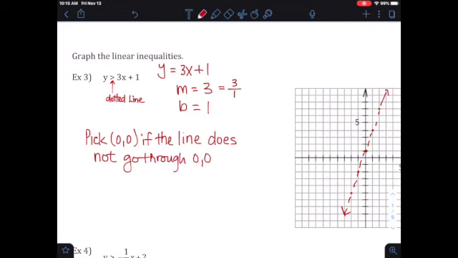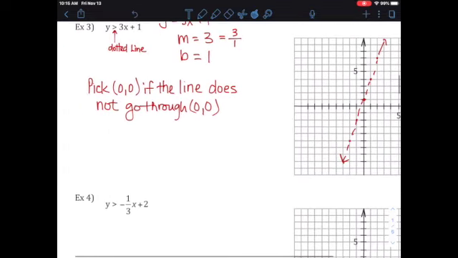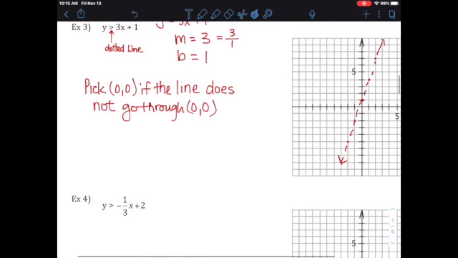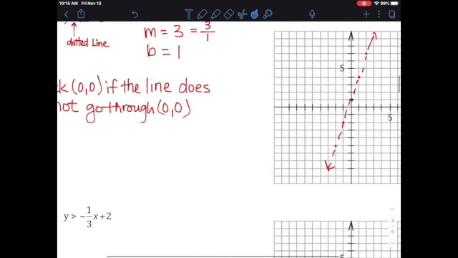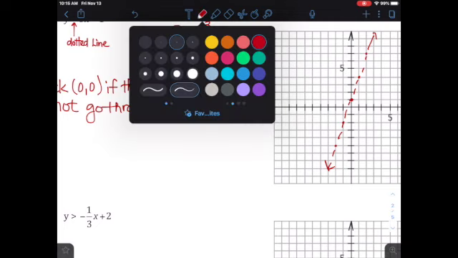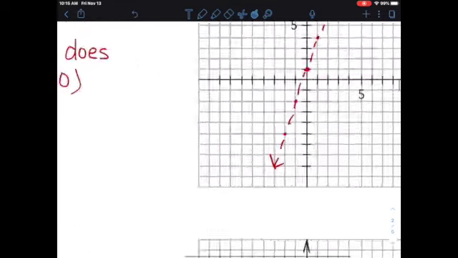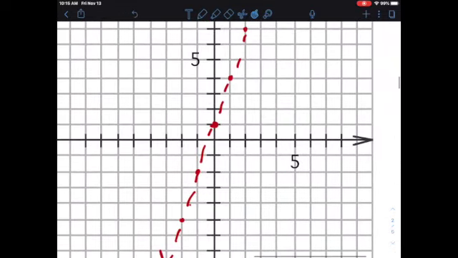And then you say, but Ms. Wisman, what happens if I pick 0, 0 and that's where the line goes through? Well, then we're going to pick another point, and when the time comes, I will show it to you. So in this case, the line does not go through 0, 0. I'm going to pick 0, 0 right here. This is the point I'm picking.